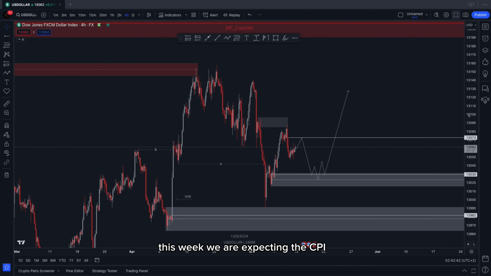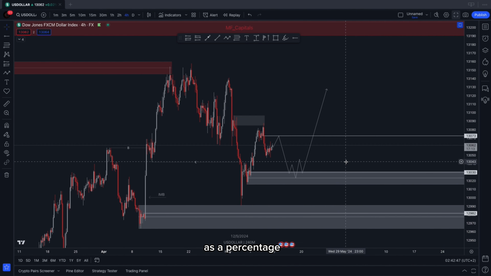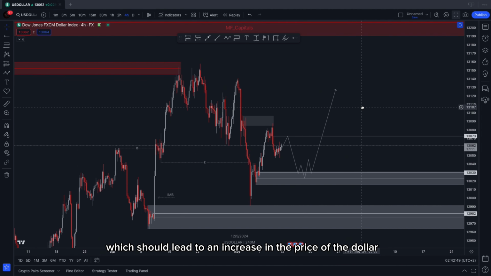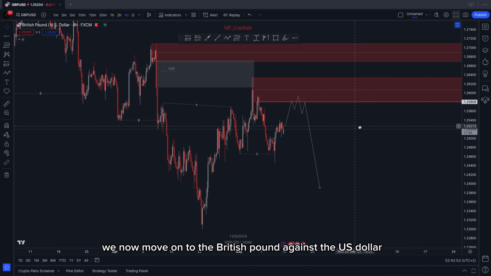This week we are expecting the CPI, which states that the price of products is expected to fall as a percentage, which should lead to an increase in the price of the dollar. So having looked at the dollar, we now move on to the British pound against the US dollar.